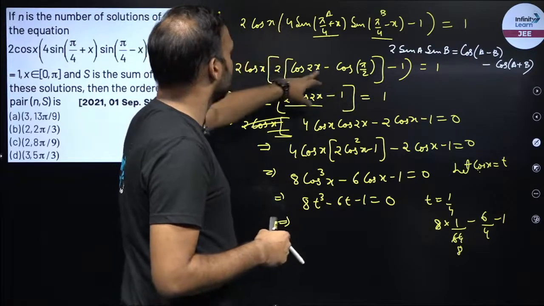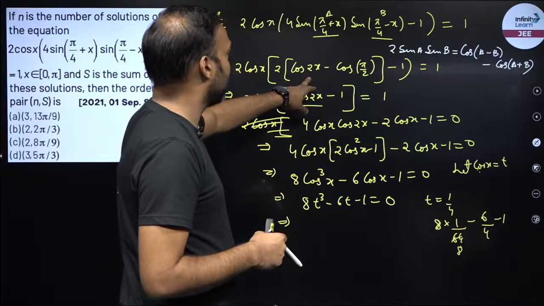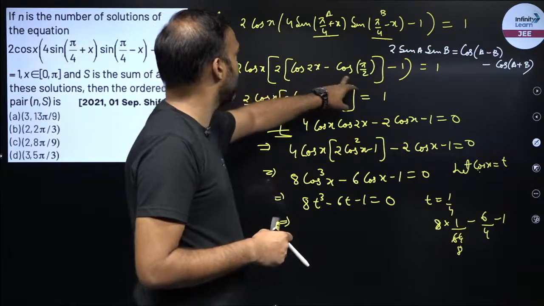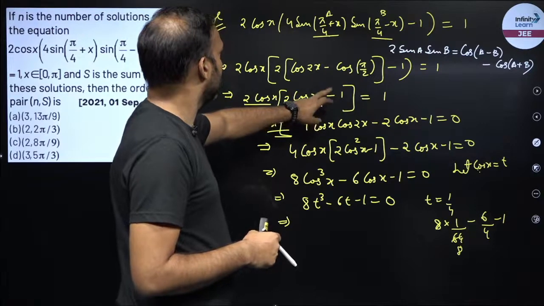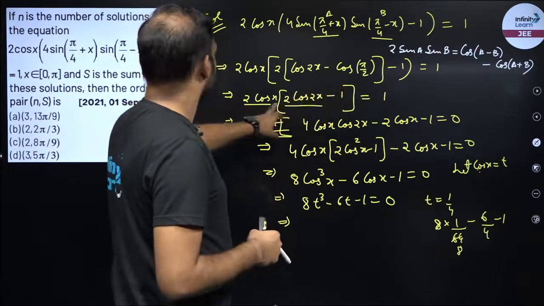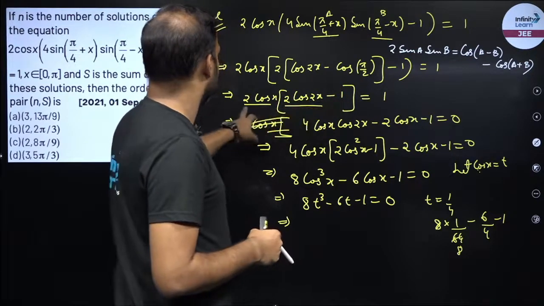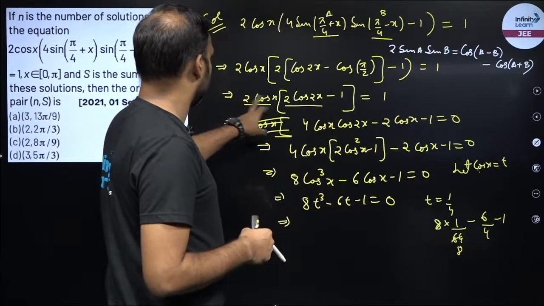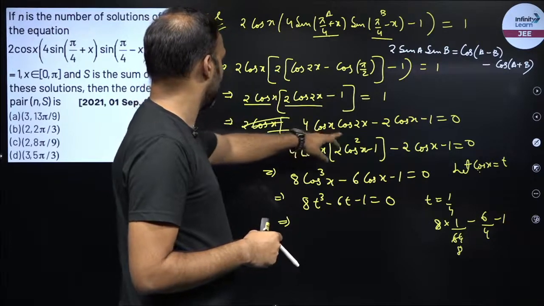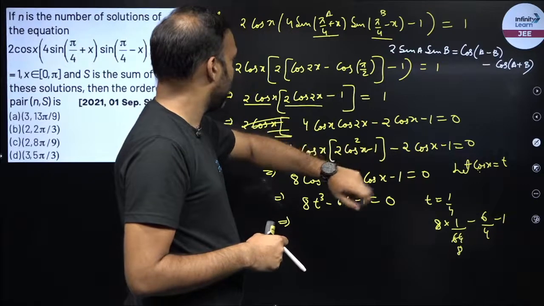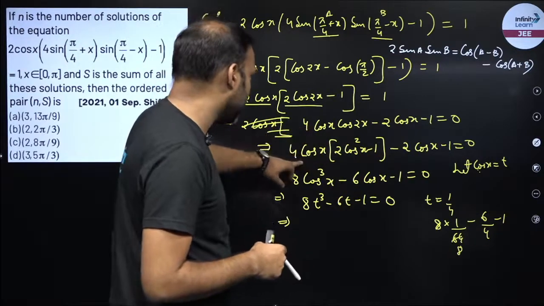This is 2, so this is 2 sine A sine B. I have cos of A minus B minus cos of A plus B. This is pi by 2, so this is gone. This minus 1 was outside. So this is 2 cos 2x minus 1. Outside I have 2 cos x. So 2 cos x, this is 4 cos x into cos 2x minus 2 cos x minus 1. We are absolutely correct till this stage.